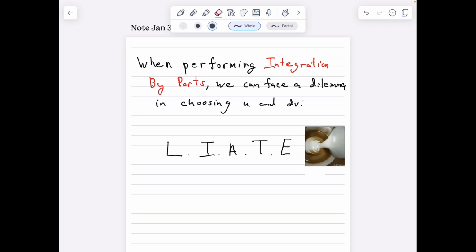That's how we pronounce it. Some people say it's the LIATE. For me, it's LIATE. And yeah, I think of a cup of coffee. So that's why I have that image or video there, that GIF of that latte being made there.